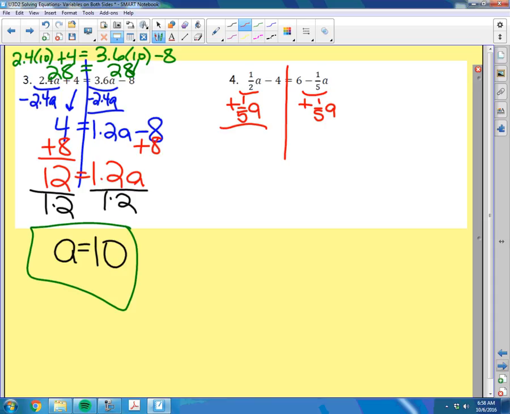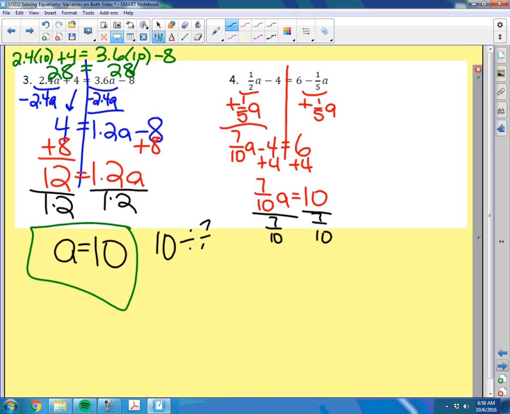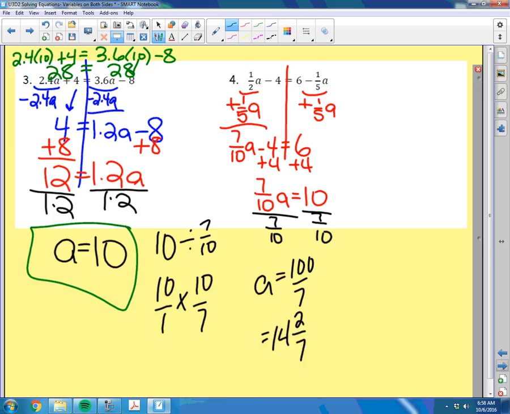So it's 7/10 a minus 4 equals 6. I add 4 to both sides, and 7/10 a equals 10. Inverse operation suggests I just need to divide by 7/10. That's 10 divided by 7/10, which is 10 over 1 times 10 over 7, which means a equals 100/7, or simplified 14 and 2/7.